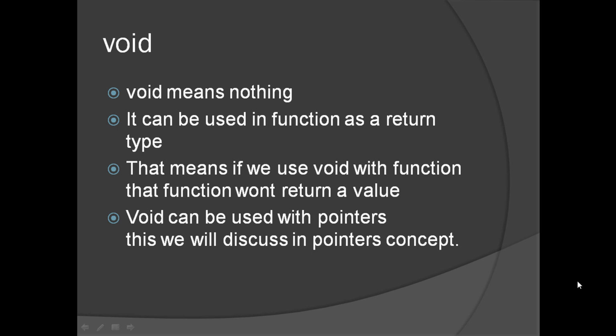The next data type in C language is void. Void means nothing. It has a special meaning in C language that we can discuss later. But for now, please understand it can be used in a function as a return type. That means if we use void with a function, that function won't return a value. Void can be used with pointers. This we will discuss in the pointers concept. This is a special type of data type in C language that we will discuss in pointers and functions. With that, we have completed primitive data types in C language.